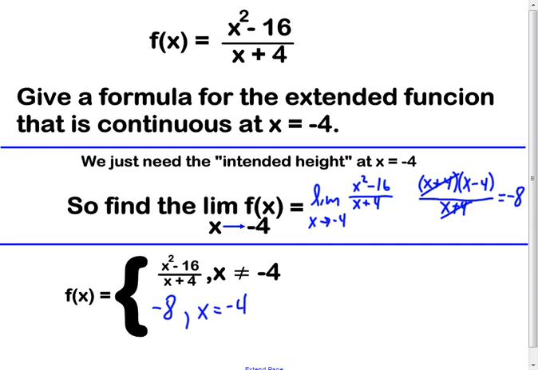So if we had this type of formula, like in a computer program, and the user plugged in negative 4, for some reason, they would get an error message. But if they would put this in the computer language also, that just gives it negative 8 when you plug in negative 4, that would make the program run efficiently without any errors.